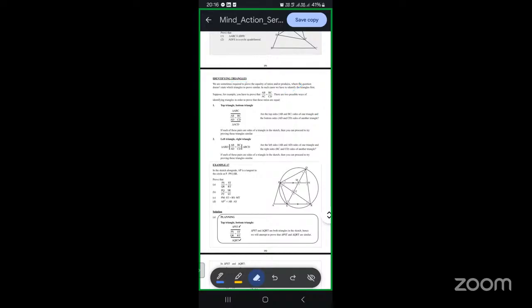Okay, thank you, guys. So there they are saying, suppose, for example, you have now to prove that AB over AC is equal to BC over CD. There are two possible ways of identifying these triangles. I think I did the left triangle, right triangle method. So let's go for method one. They are saying top triangle, bottom triangle, which is triangle ABC and triangle ACD. So if you want to prove that AB over AD is equal to BC over CD.